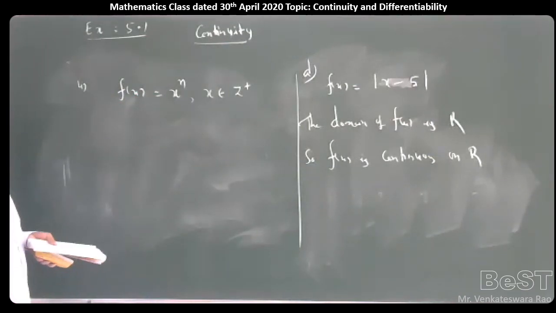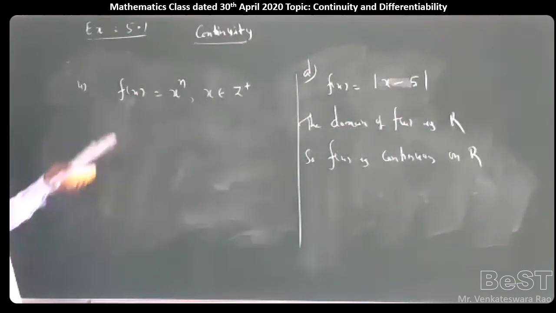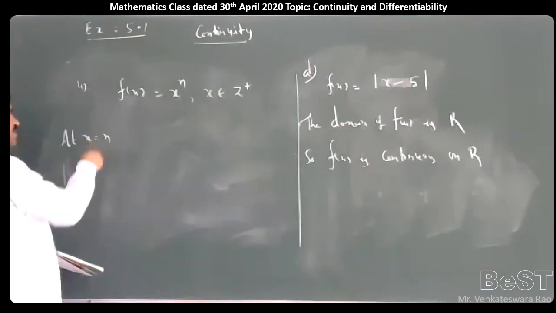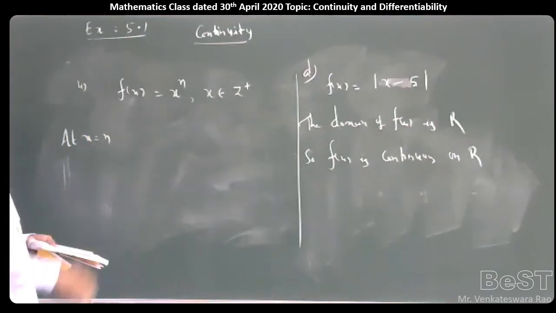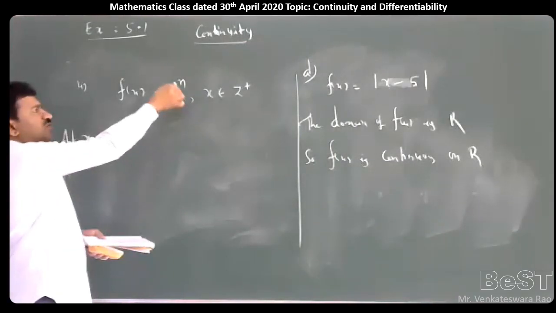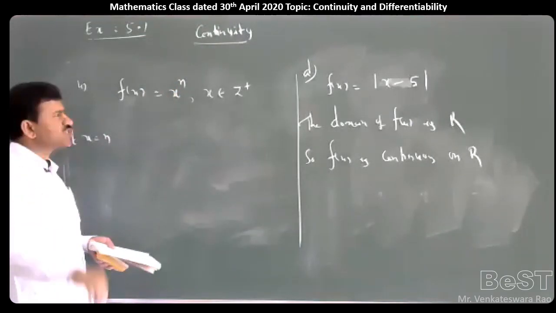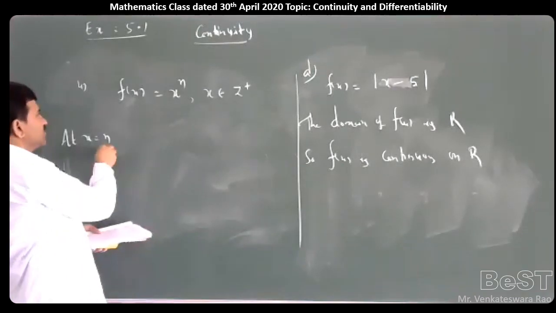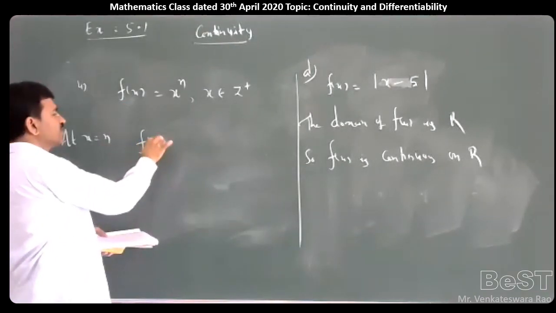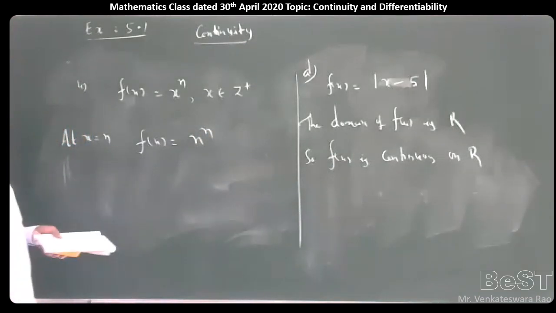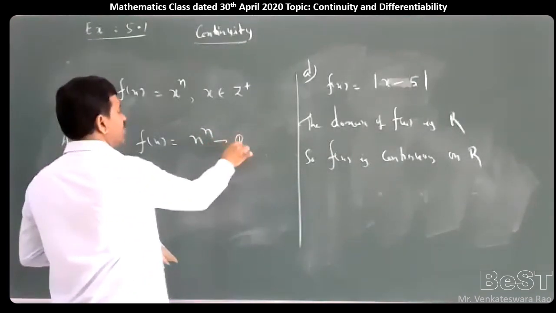That is one reason. Or else find the limit values. At x is equal to n, we will discuss the continuity. In 2 ways you can answer this problem. One is x power n is a polynomial function. Any polynomial function is continuous on R. So it is continuous at x is equal to n. And see this one. First find the f of n value. What is the f of n value? n power n. Let it be equation 1. Function value is n power n.